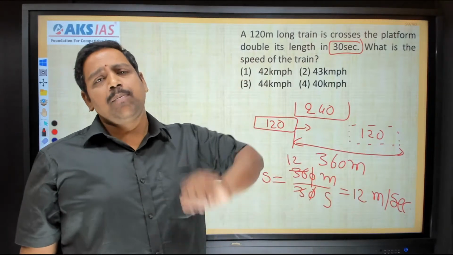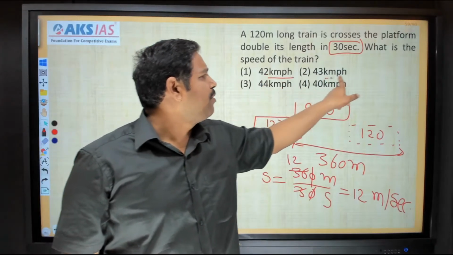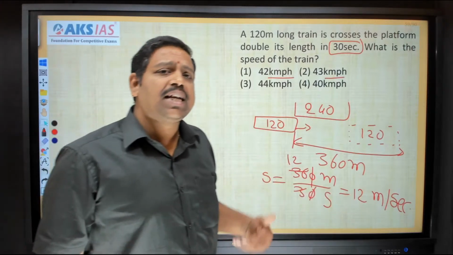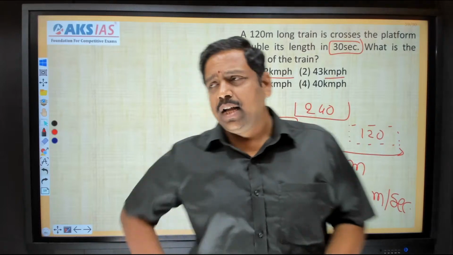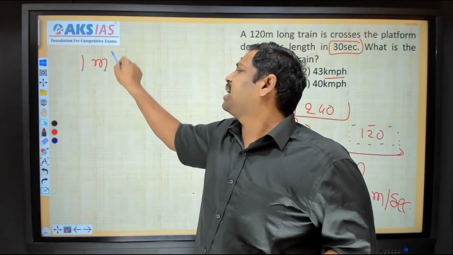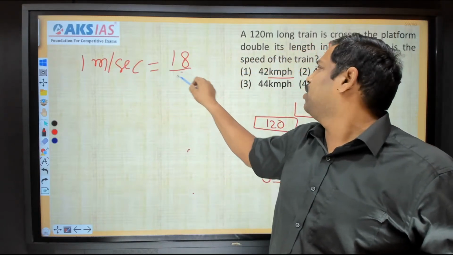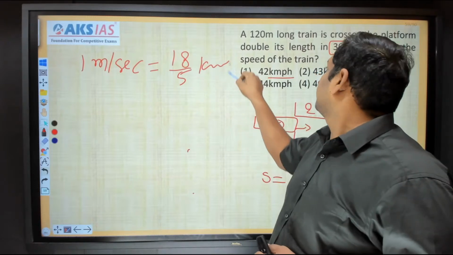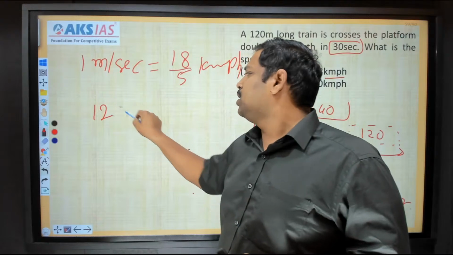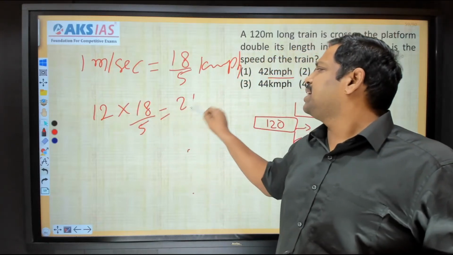Now, there is a small problem: the options are in terms of kilometers per hour, but my answer is in meters per second. That means meters per second should be converted into kilometers per hour. Let us see that. To convert 1 meter per second into kilometers per hour, you multiply by 18 by 5. So we have 12 meters per second, and 12 into 18 by 5 is 216 by 5.